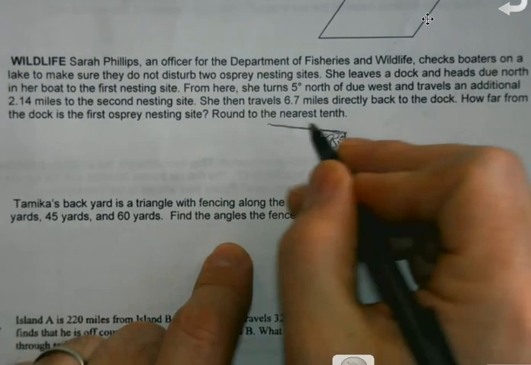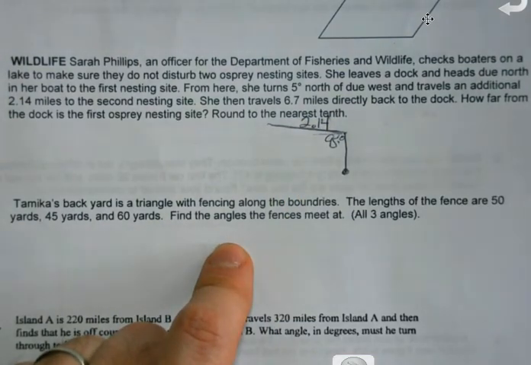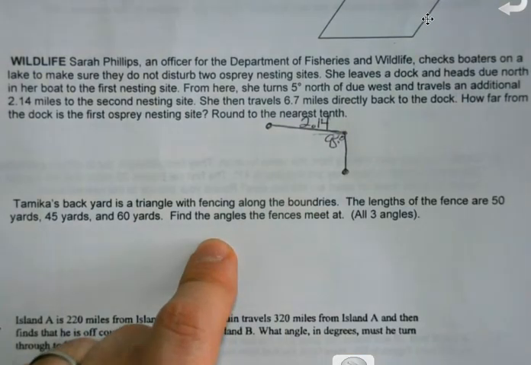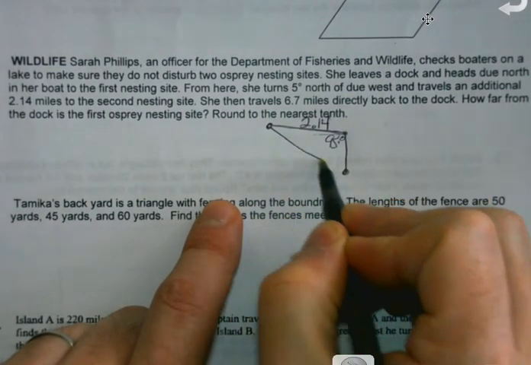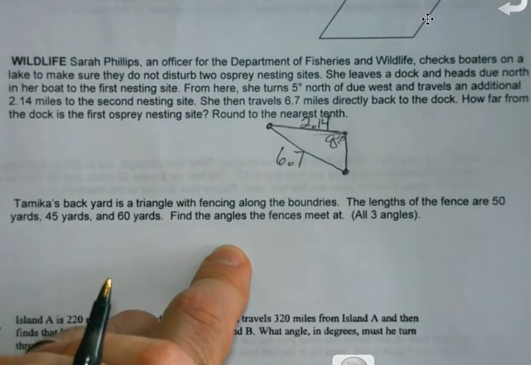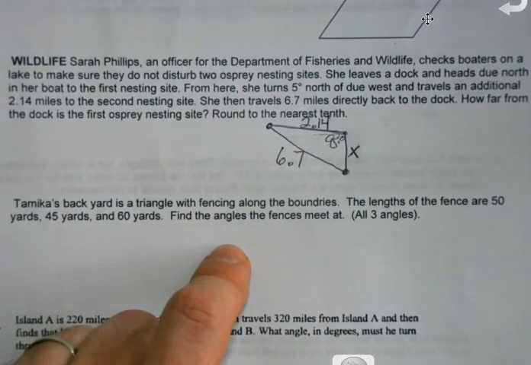So on that path, she goes 2.14 miles to the second nesting site over here. She then travels 6.7 miles back to the dock. How far from the dock is the first nesting site? Now, here's the thing that was really kind of not nice about this. I put this on a Law of Cosines page, and, well, it's law of sines.